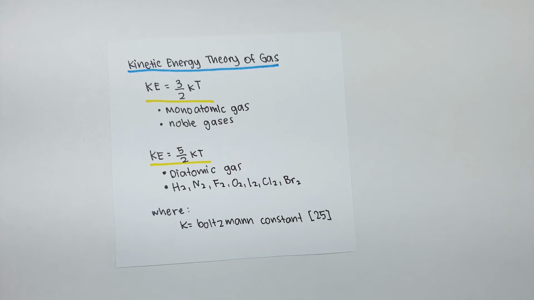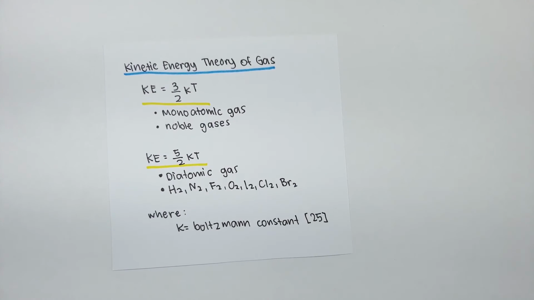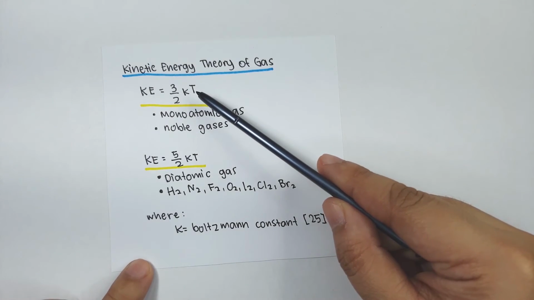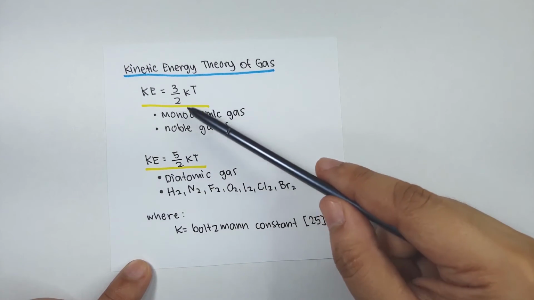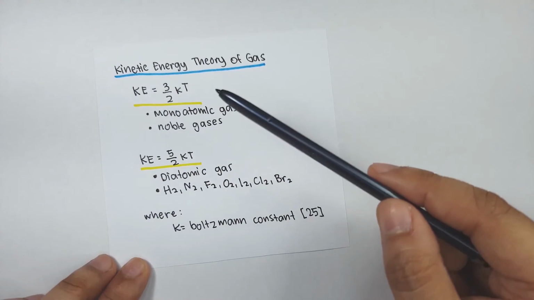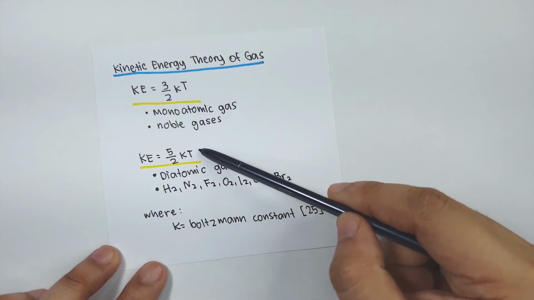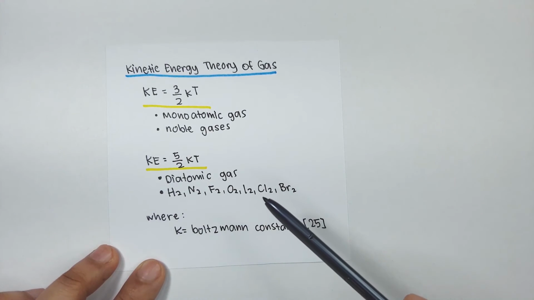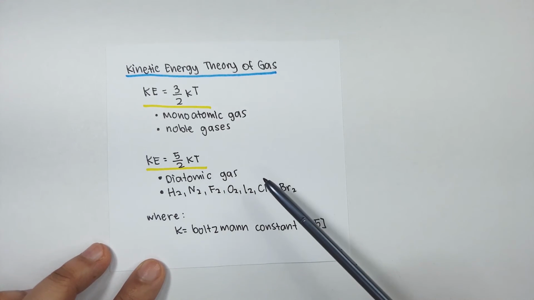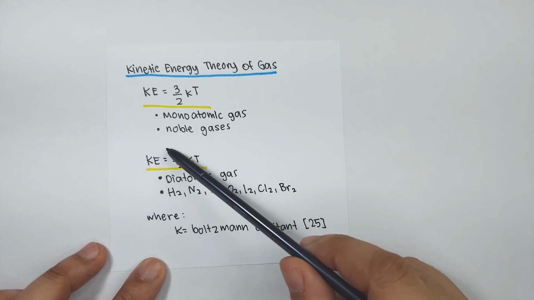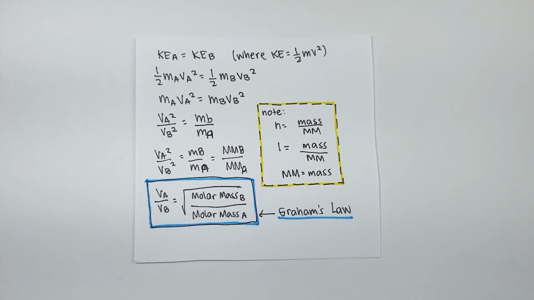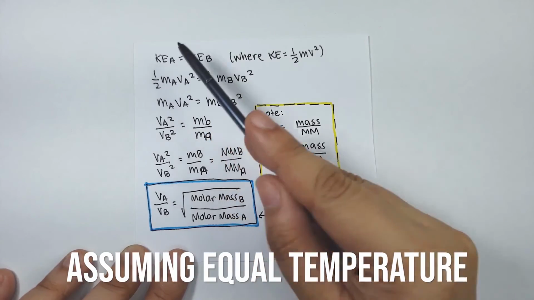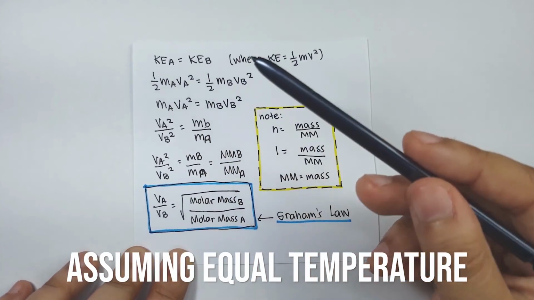So, back to our formula, as you can see, yung variable lang natin ay ang temperature. 3 over 2 is a constant, 5 over 2 is a constant, and K is a constant. So, yung temperature lang yung variable. Ibig sabihin, kapag may dalawang different gases ka at the same temperature, yung average kinetic energy niya ay same lang. Okay? So, the kinetic energy of A is equal to the kinetic energy of B.